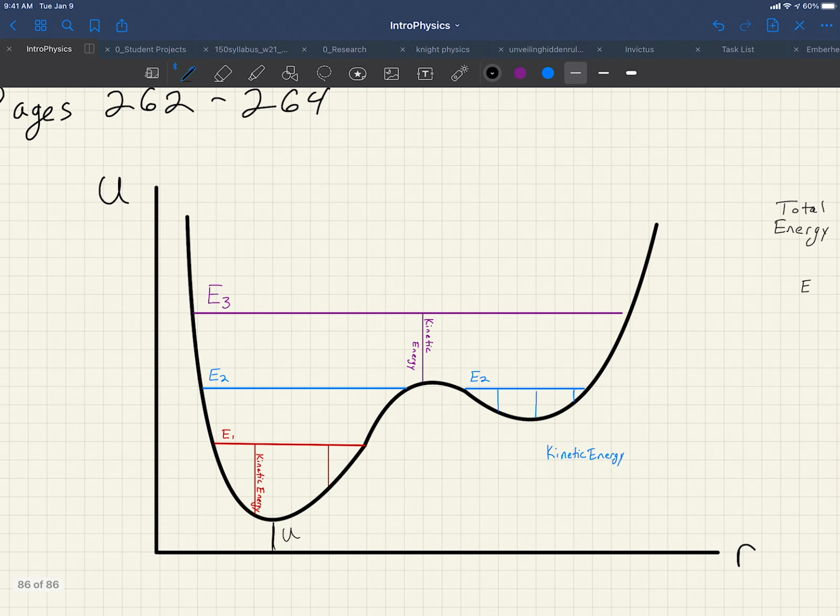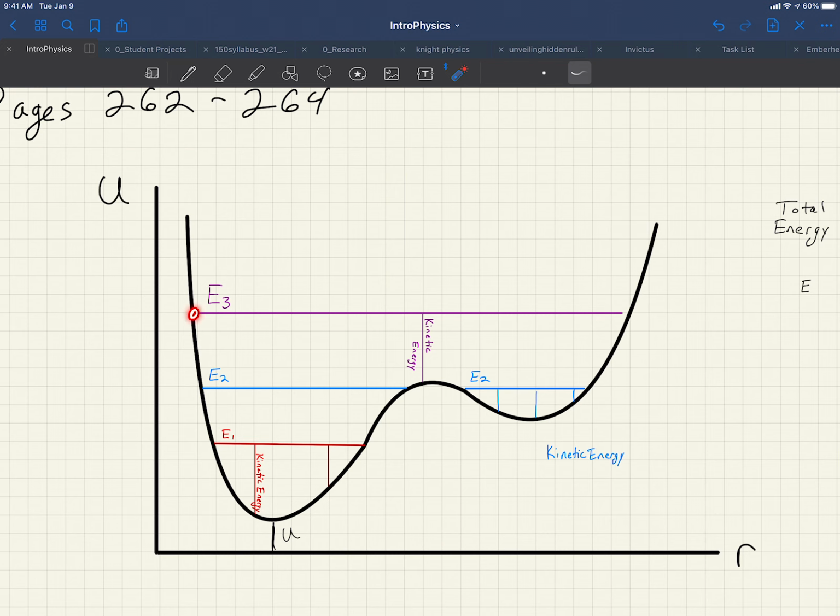So if I look at these 3 different circumstances here, E3 would traverse the entire well, but it's still bound. Why is it bound? Well, it's never going to leave this. It's always going to run out of velocity and turn around here, and run out of velocity here and turn around there. That is, the kinetic energy becomes zero.